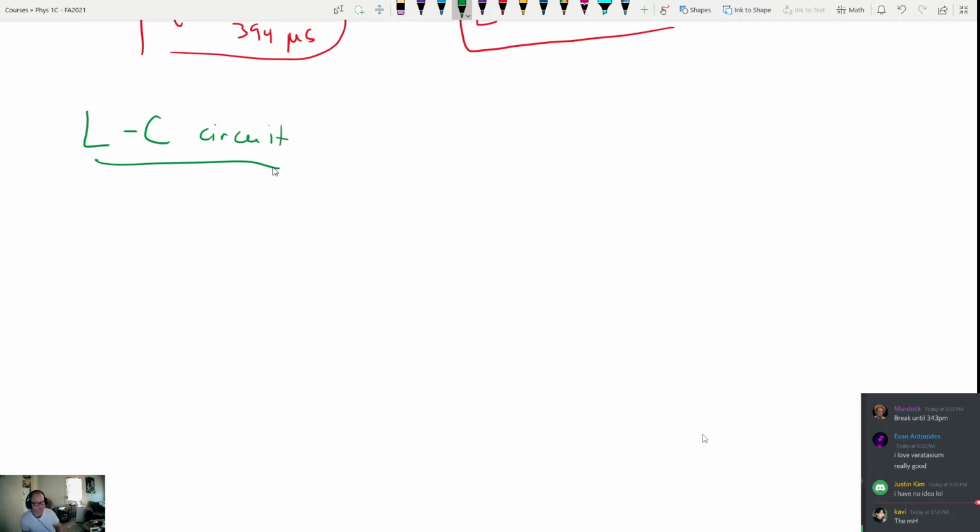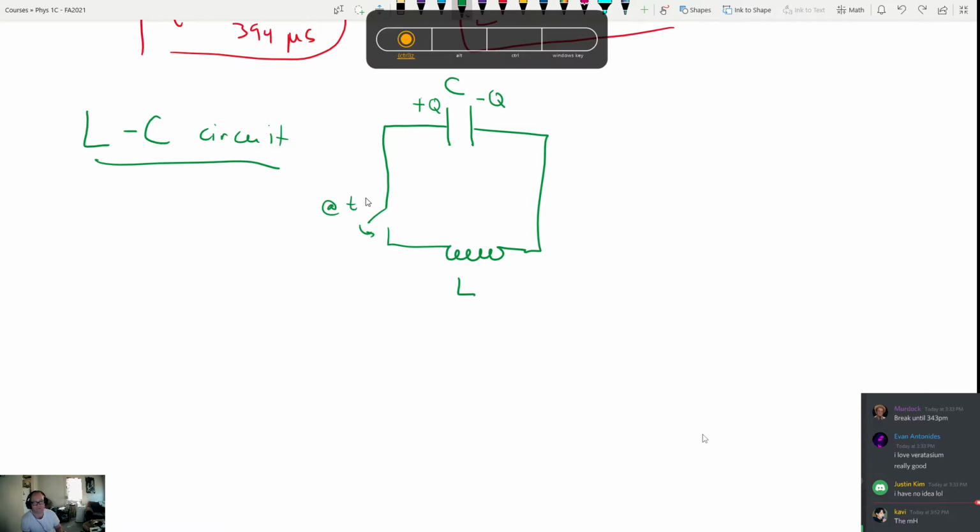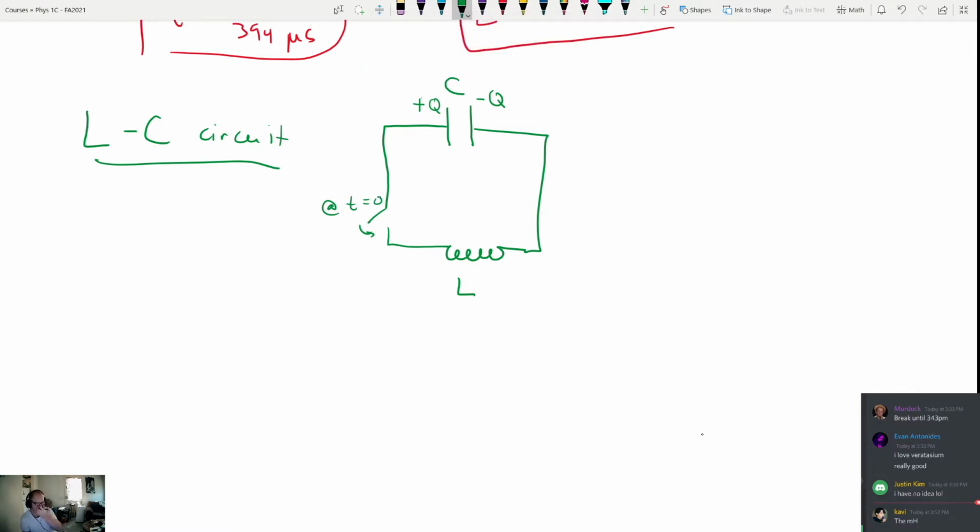Now, for our LC circuit, we're actually not necessarily going to need an EMF source. So our LC circuit is going to look like this. We're going to have a capacitor that is going to start off with an initial charge, so this side will be positive Q, this will be negative Q. We're going to connect it up in series with a switch to an inductor, L. And we're going to talk about what happens if we close the switch at t equal to 0. We're just going to talk through what happens here, piece by piece.